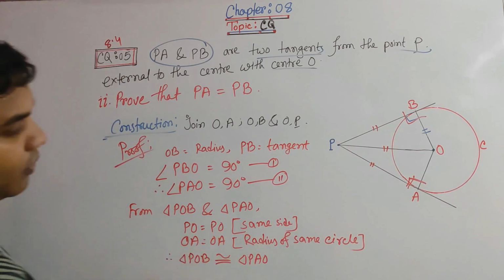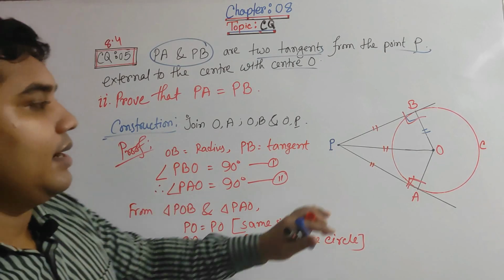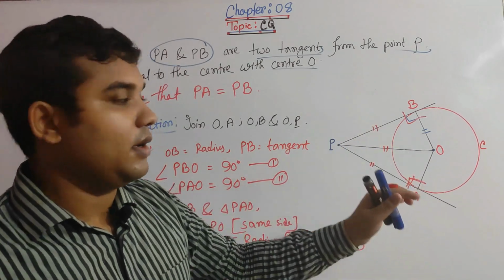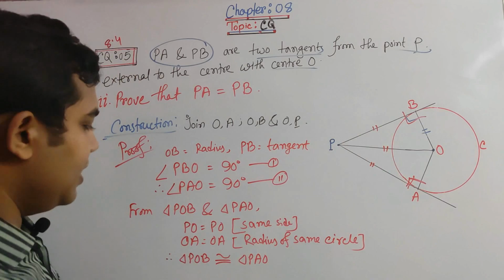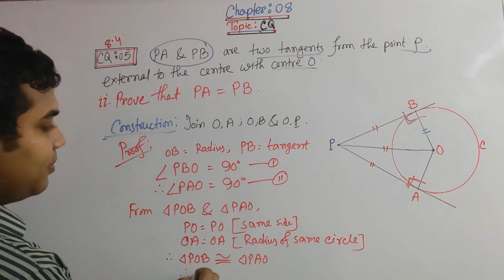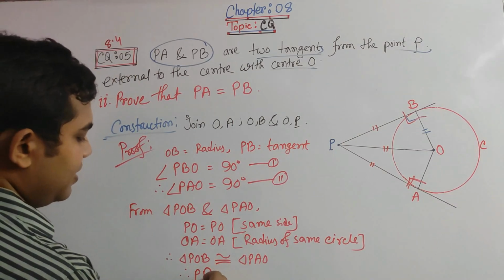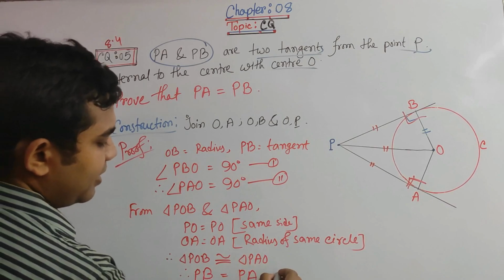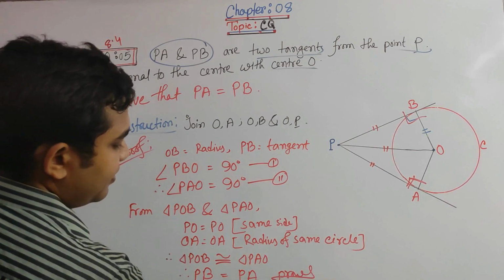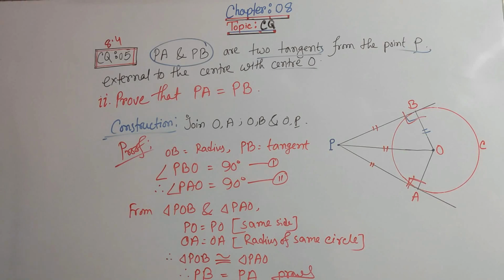If these two are congruent, then each side and each angle are equal. From that we can say these two must be equal. So we can write PB is equal to PA, and that is our required proof. Clear?